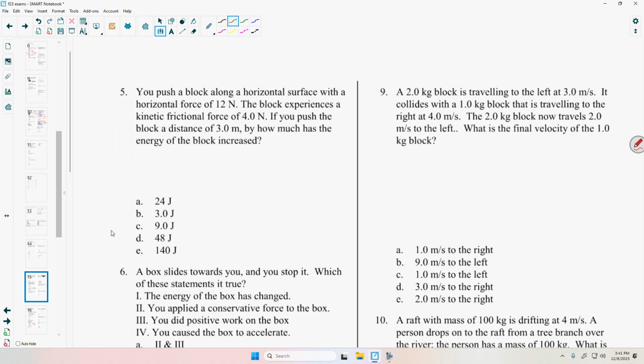Okay, so this is the work-energy theorem. We said that work is equal to a change in kinetic energy. The way I usually think about these, though, is that this thing has a force being applied to it, and I want to know how much its energy has increased. The work done by that force is equal to F times d.